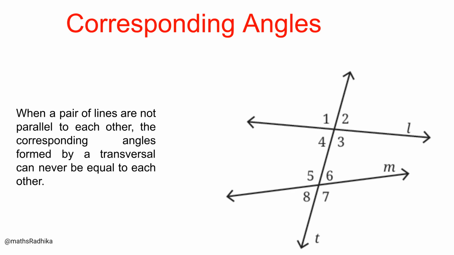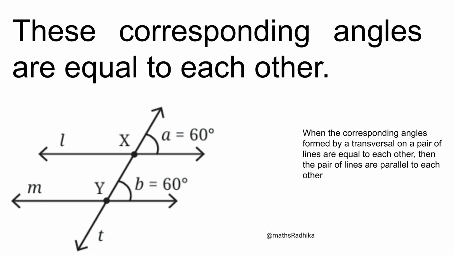When a pair of lines are not parallel to each other, the corresponding angles formed by a transversal can never be equal to each other. When L and M lines are parallel to each other, then angle A and angle B are corresponding angles formed by the transversal T on lines L and M. These corresponding angles are equal to each other. Or we can say, when the corresponding angles formed by a transversal on a pair of lines are equal to each other, then the pair of lines are parallel to each other.